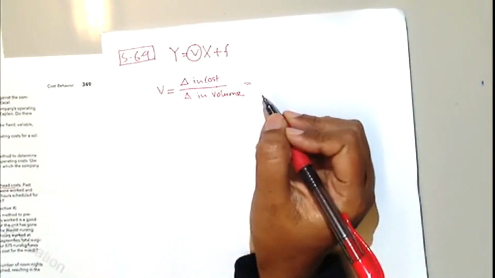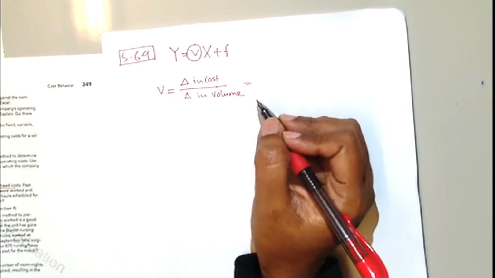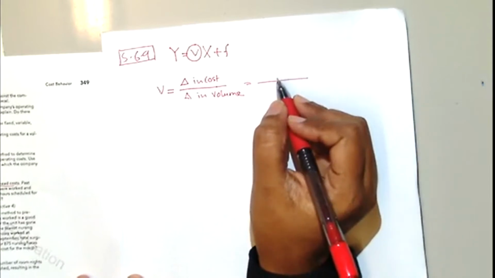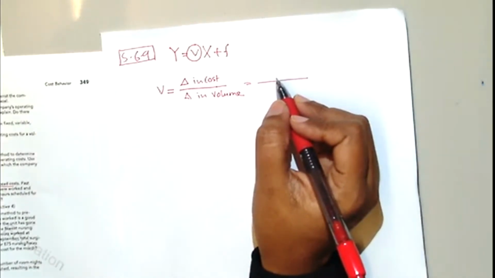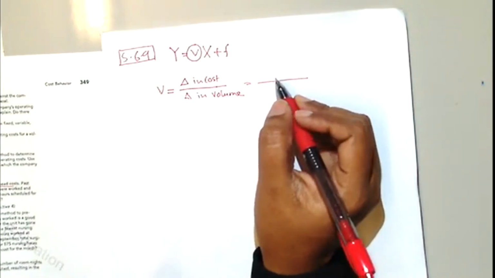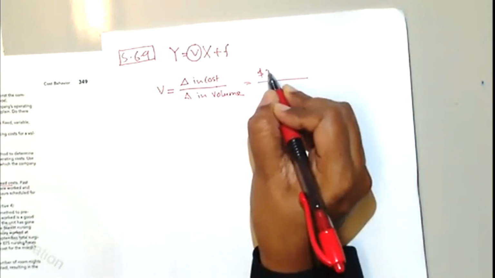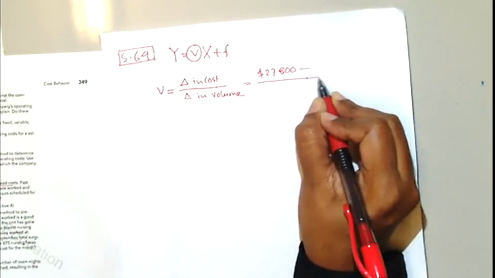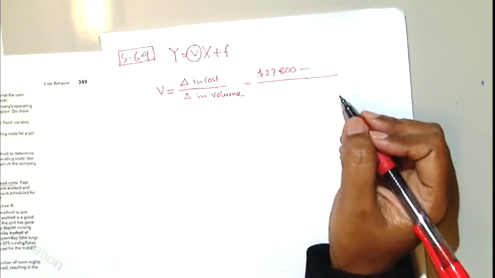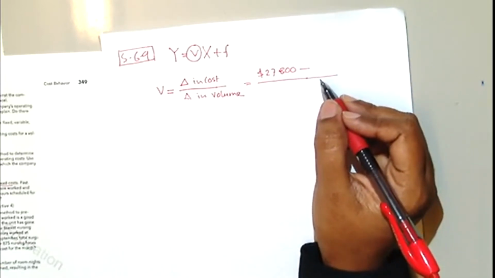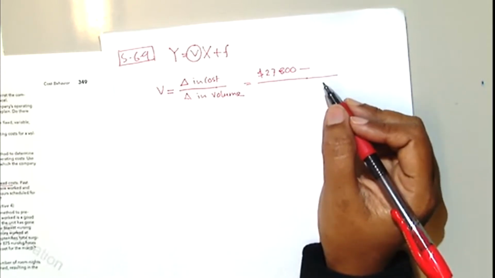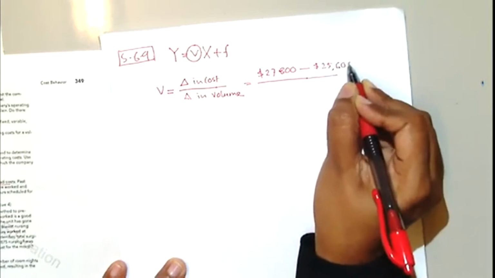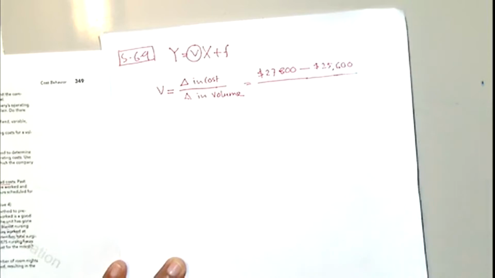So in our numerator, let's do the cost difference. For the highest number of hours that we worked, which is 960, what is the cost? Your cost is 27,800. That's your high level of production. And when you work for 860 hours, what was your cost? Yes, Paul? 25,600. So you have two points of production, and you know the costs for those two points.